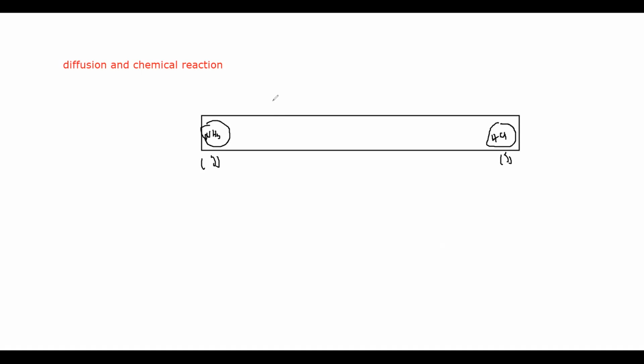You have options A, B, C is the center, and D. So the question is, in which position will NH3 and HCl react? How will you identify which position they will react, A, B, C or D? C is exactly the center of the tube. So how to identify this?